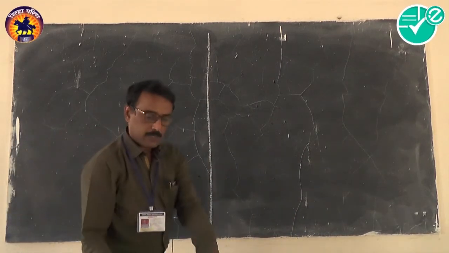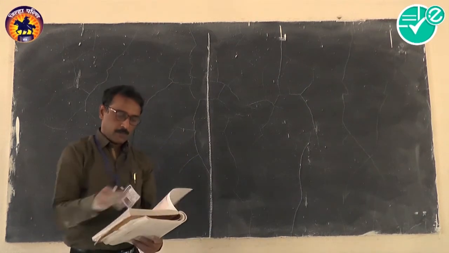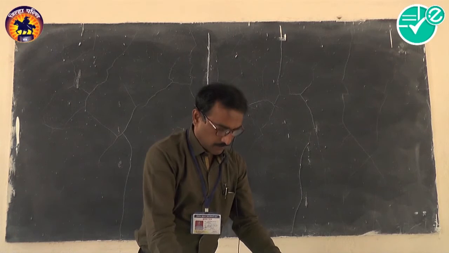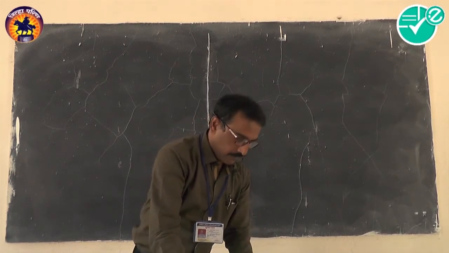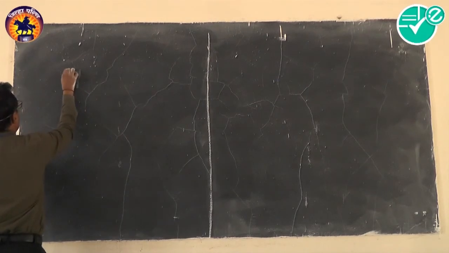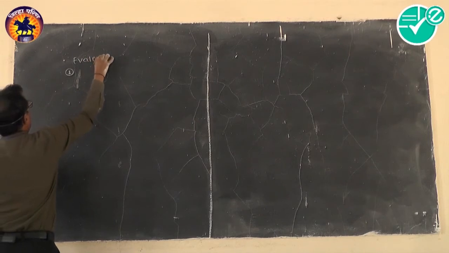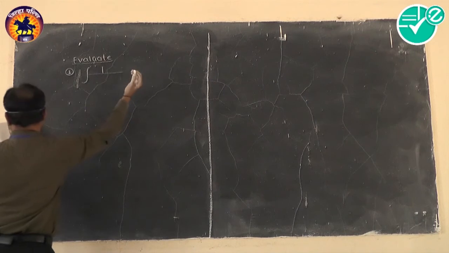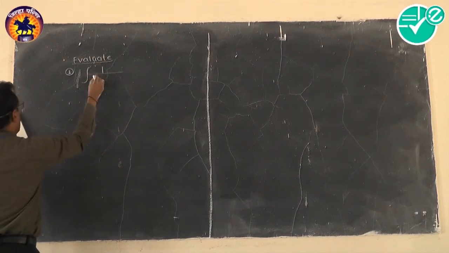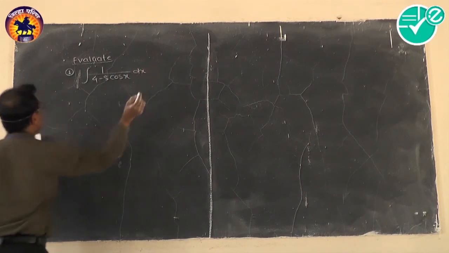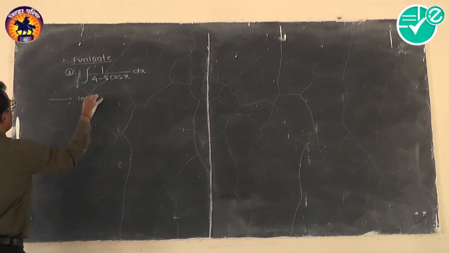I will take a few examples of the same type here. I will take the first problem. Here it is of single angle actually. Evaluate the integration of 1 upon 4 minus 5 cos x dx. This question is asked. This is important for board and CET both.